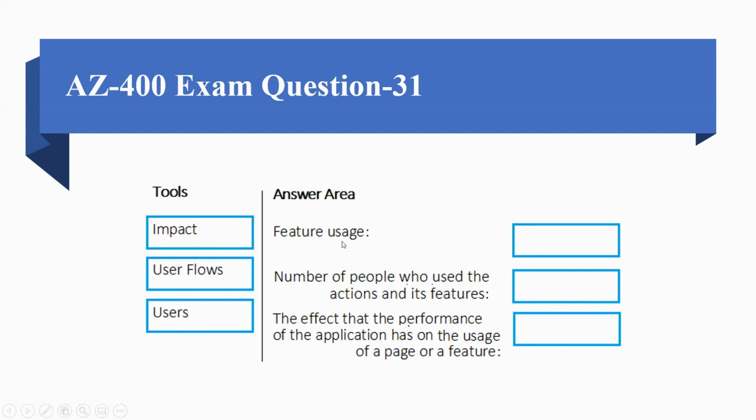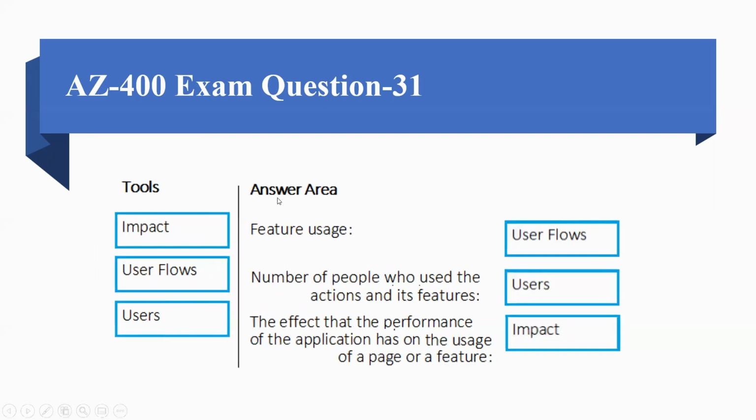And the answer area is: feature usage, number of people who use the action and its feature, and the effect that the performance of the application has on the usage of a page or a feature. And the correct options would be: feature usage is used by the tool user flows. Number of people who use the action and its feature is used by users, and the effect that the performance of an application has on the usage of a page or a feature will be impact.